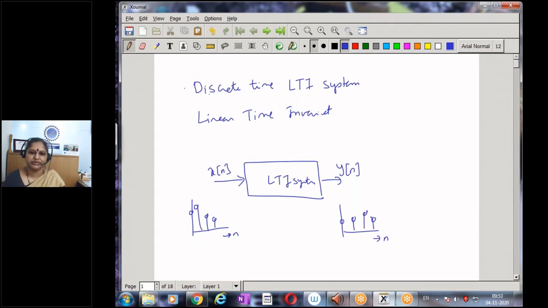So why do we give this signal to the system? Because the nature, the properties of y[n] is in some way more preferable than the input x[n]. That's the reason we give our discrete time sequence to a system, a digital system, and we get another sequence which is more favorable. And let us see this LTI system. What are the different methods of representing it?